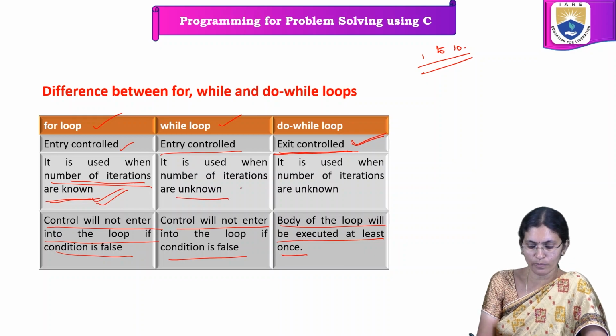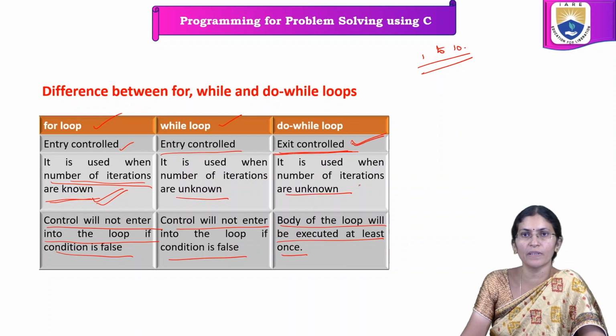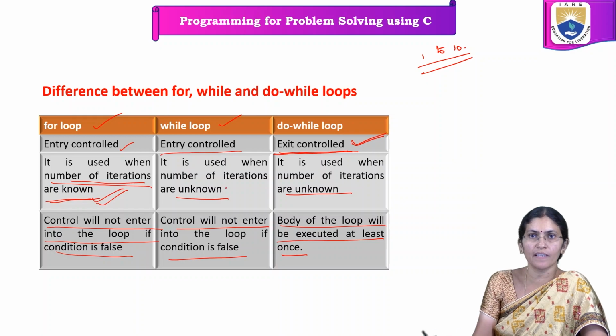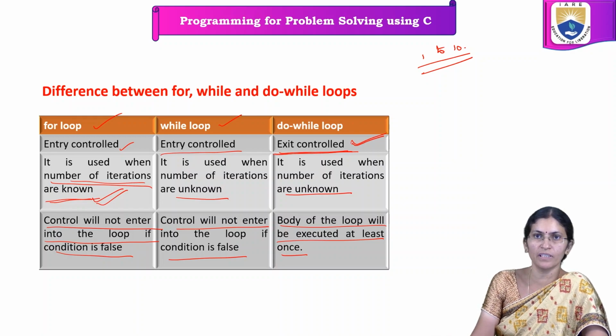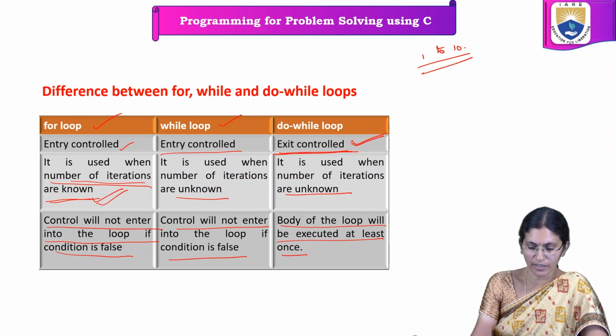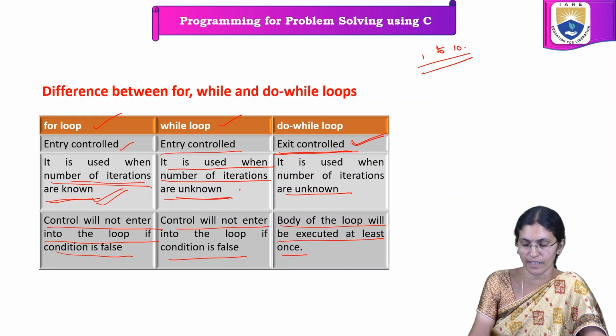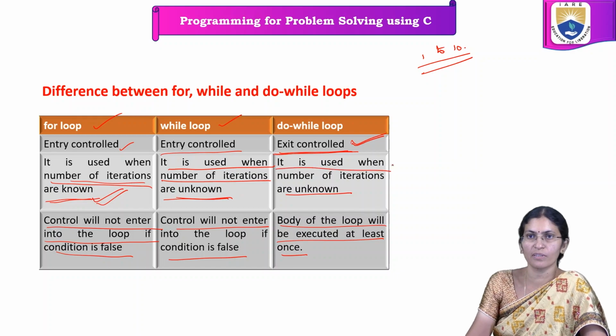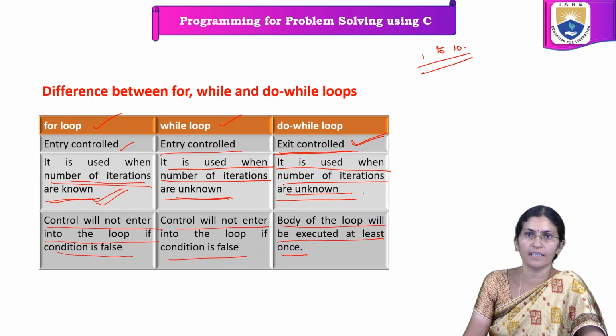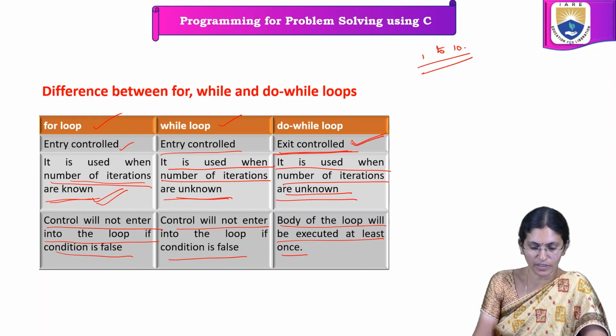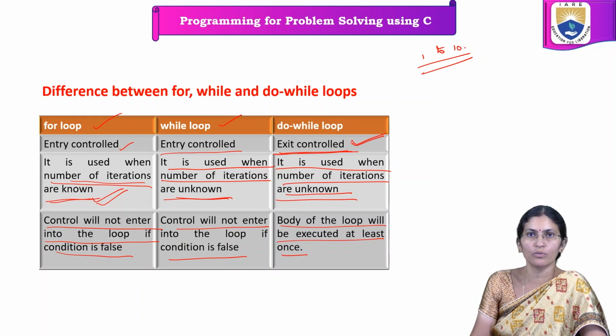Whereas the while loop and do while loop are used when we don't know exactly how many times the loop is going to be repeated. The do while loop is also used when the number of iterations is not known exactly. So that is the main difference between the for loop, while loop and do while loop.